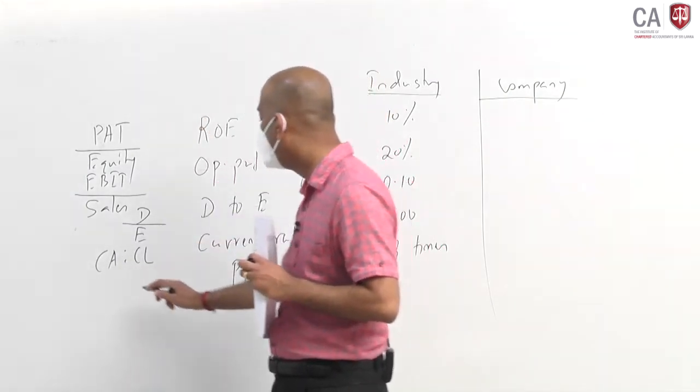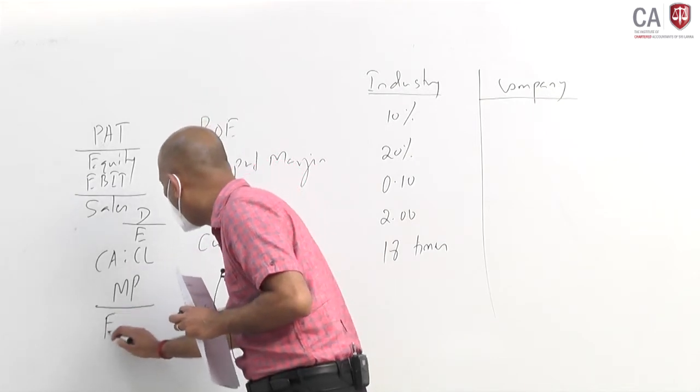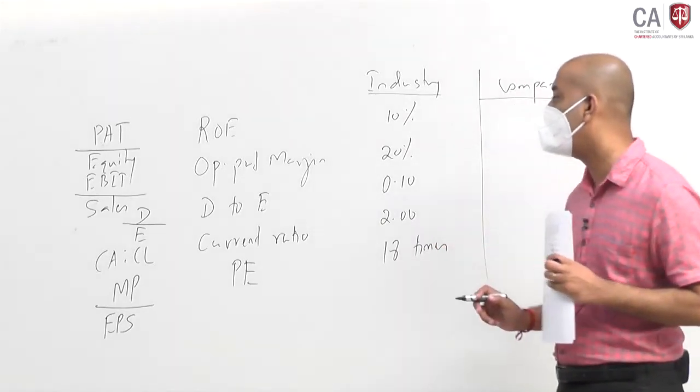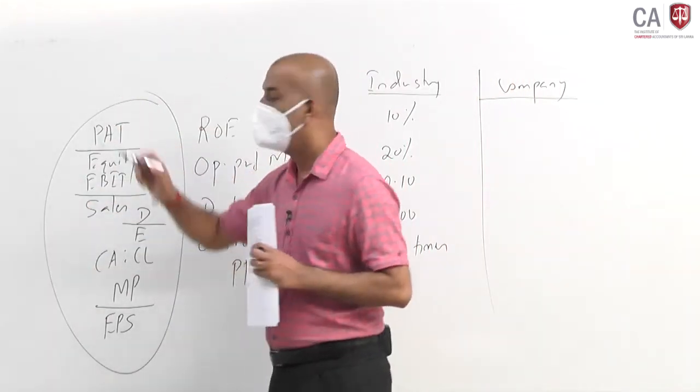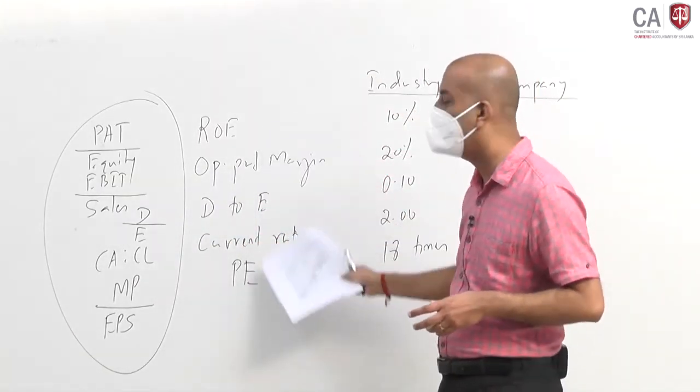The PE ratio is market price divided by earnings per share. So these are the descriptive formulas for the ratios that have been given.